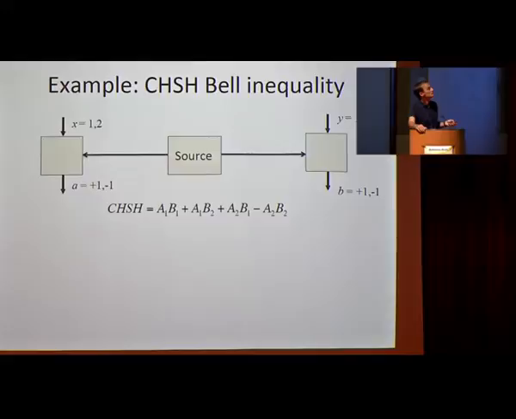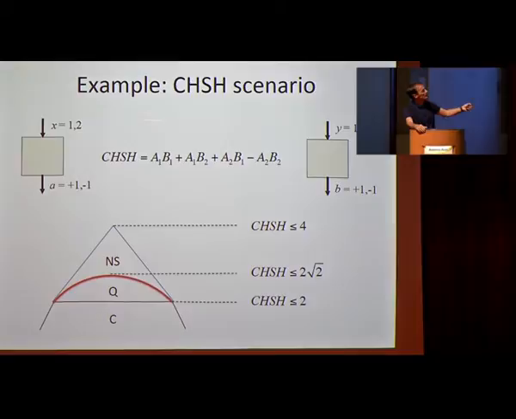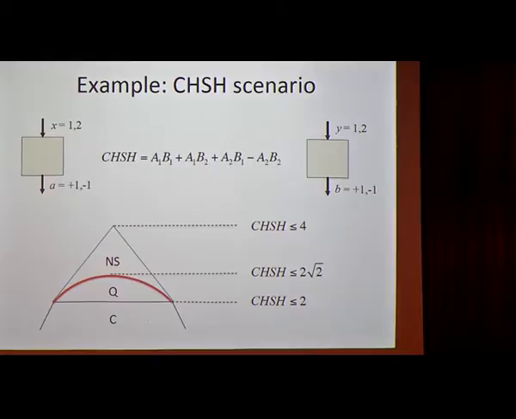So this is what I was saying. If you take this scenario, CHSH equal to two is this, so all classical physics is here. Quantum physics happens to be between 2 and 2√2, and I can tell you that no signaling is here. It can go up to 4. This is why we know there are some points that are not even quantum.